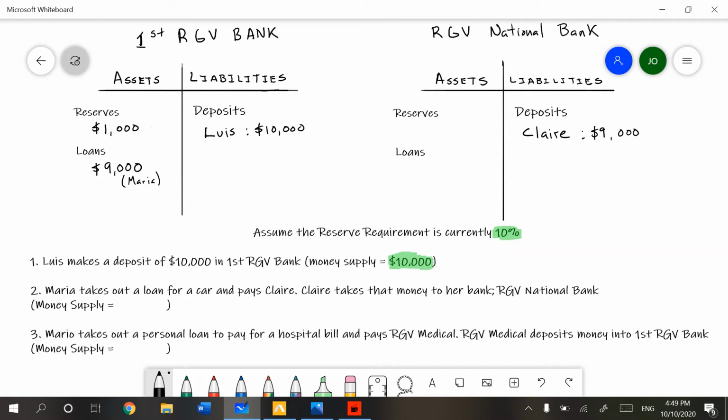Now, let's split up the $9,000 deposit into reserves and loans. Again, the reserve requirement is 10%. 10% of $9,000 is $900. The rest of the money will go into loans.